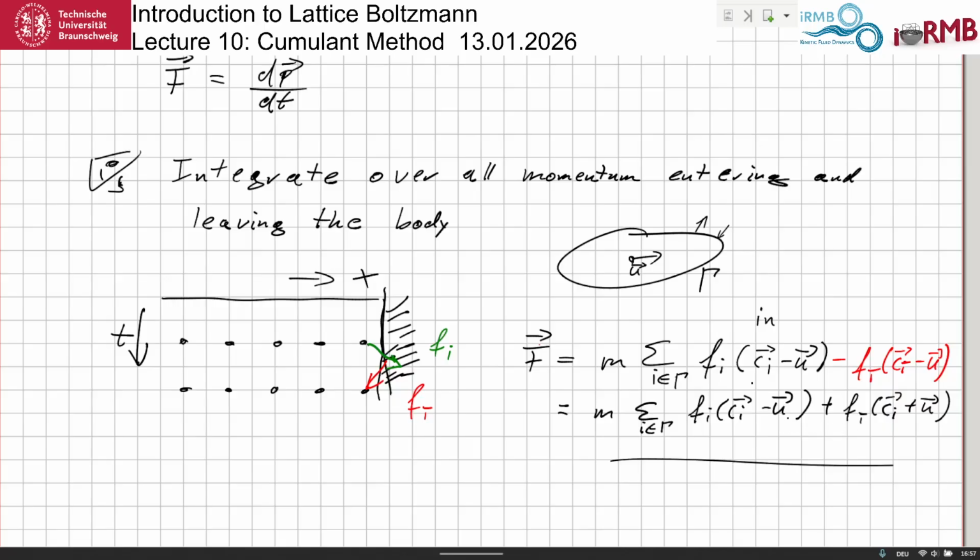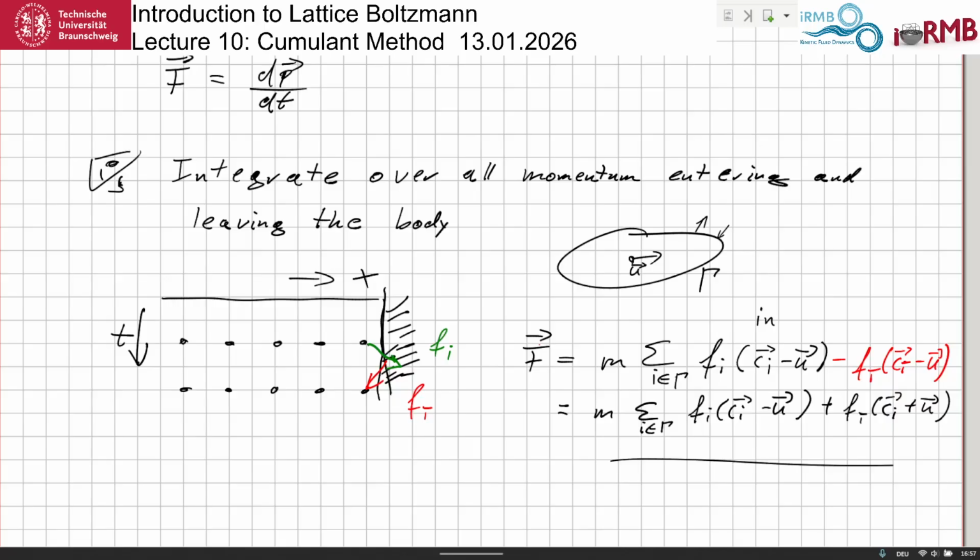Now, if you have a static body, as in your homework, then this thing does not have a velocity, so the velocity drops out. So what you have is simply the sum over everything that goes in minus everything that goes out. And if even this is too complicated for you, I can tell you something more.